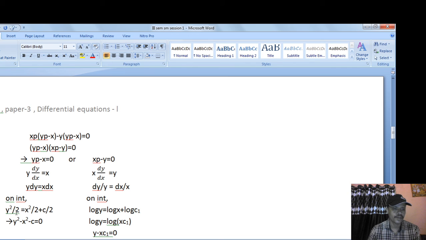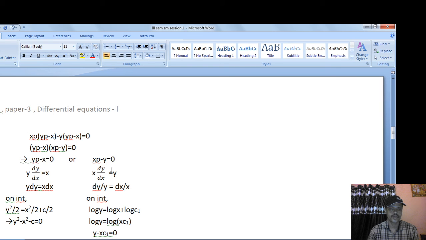We can avoid this fraction by taking the constant of integration as c by 2. Multiply 2 throughout. y square is equal to x square, as the 2 gets cancelled. Bring this to the left hand side: minus x square, minus c is equal to 0. When the denominator is 2 everywhere, take the constant of integration as c by 2 so that we can avoid the fraction.